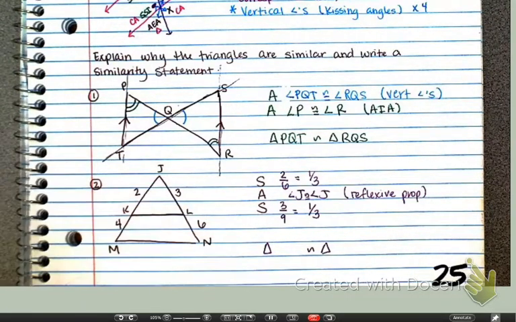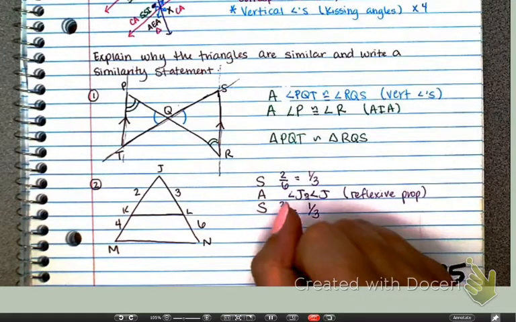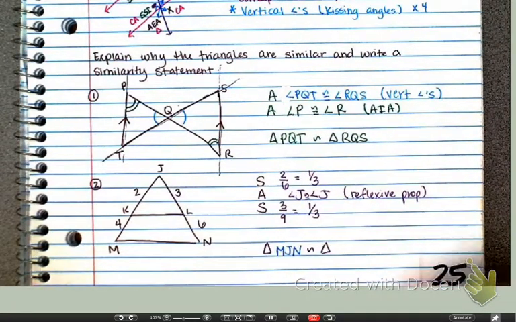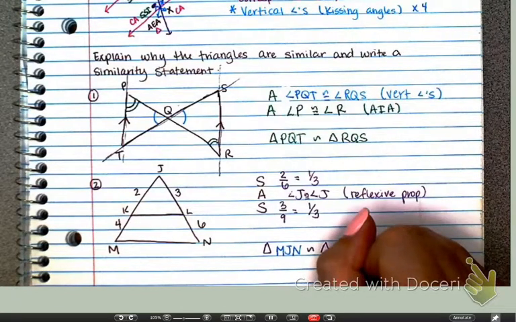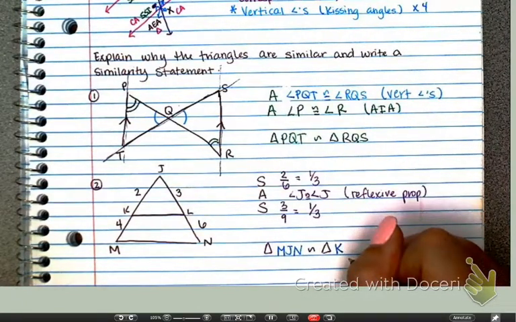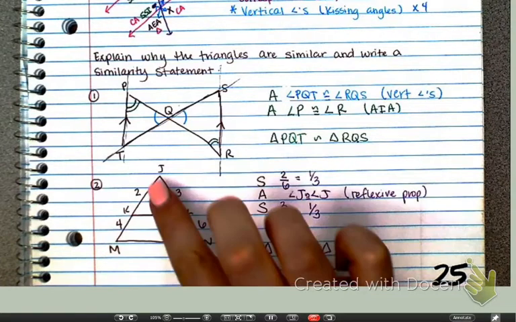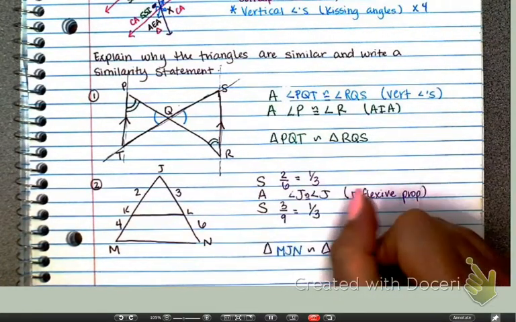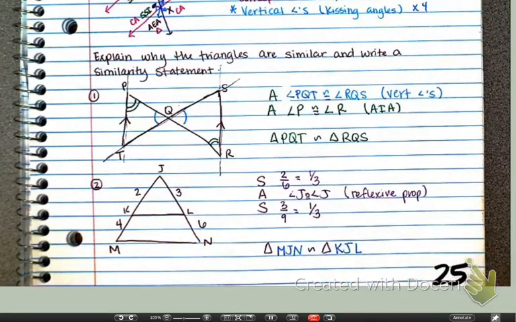Someone who hasn't helped me today, can you give me your similarity statement? Go ahead, Jacob. MJN would be similar to KJL. Good. If yours is different, that's okay. You just need to make sure they match up. The J's should be in the same location. Everything should match up.